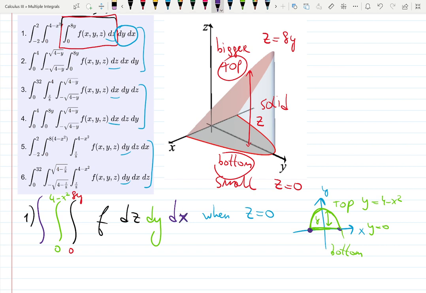X is from this number to this number. X is running left to right. What are those numbers? We actually don't know. We need to figure this out.